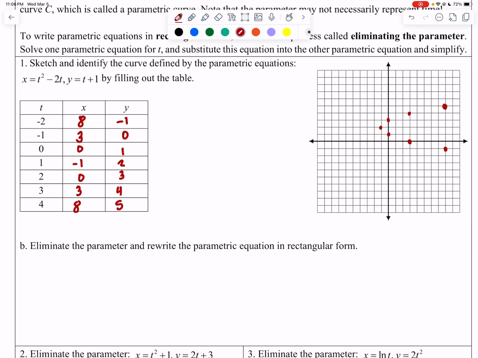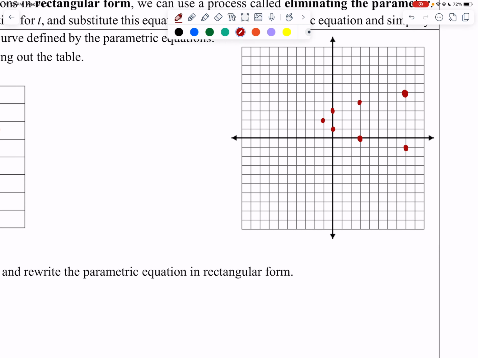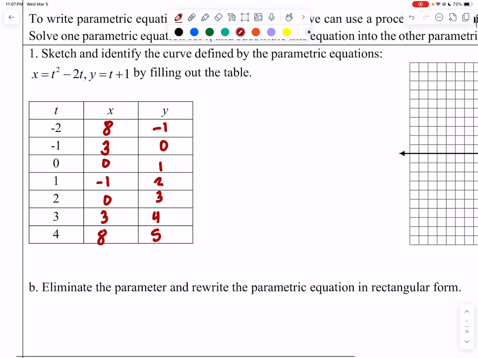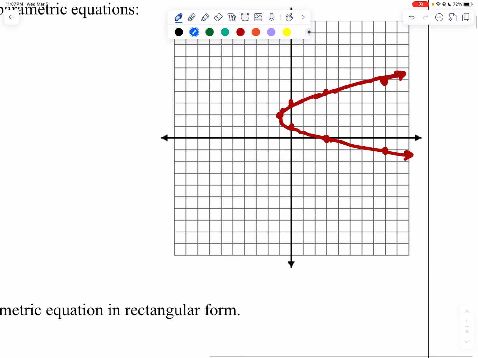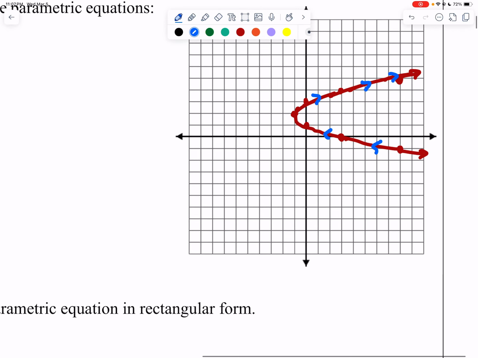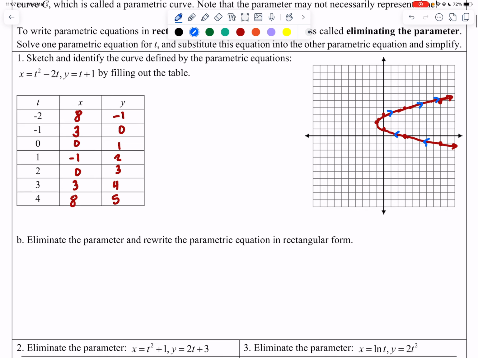One important note about this is that whenever we are sketching this, make sure that you have arrows pointing in the direction that we are going. Notice how here, whenever we had t at -2, we started at (8, -1), and then we kind of went left. So make sure that my arrows are going like this until we hit our vertex of (-1, 2). So right here, this is our sideways parabola.